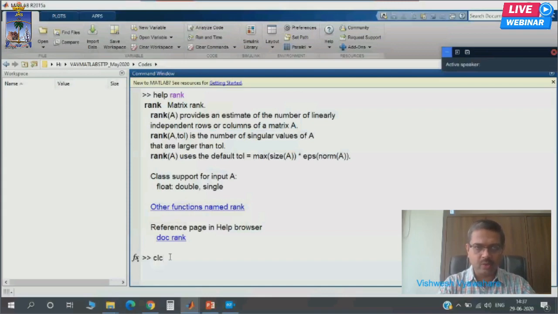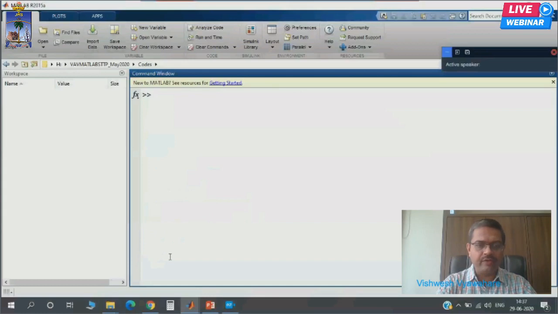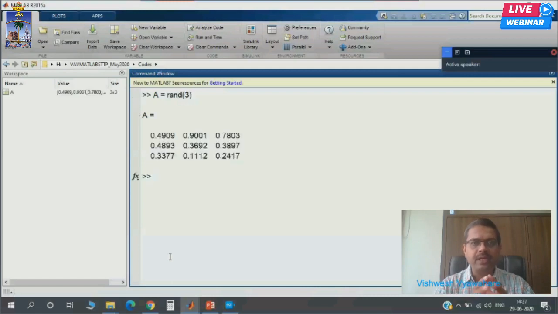Let us see how MATLAB calculates the rank of different matrices. So I will define again A is equal to rand 3. We will generally work with 3 cross 3 matrices because they are easy to display and easy to manipulate and handle from a user point of view, not from the MATLAB point of view. So the simple command is rank A. Now you see that the rank of this A matrix is 3.